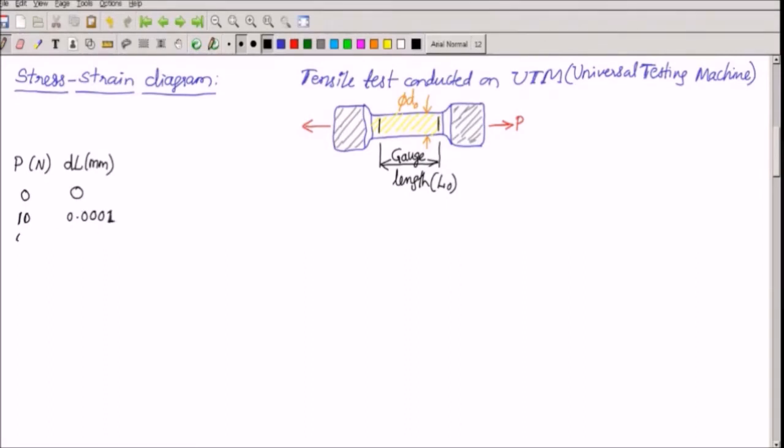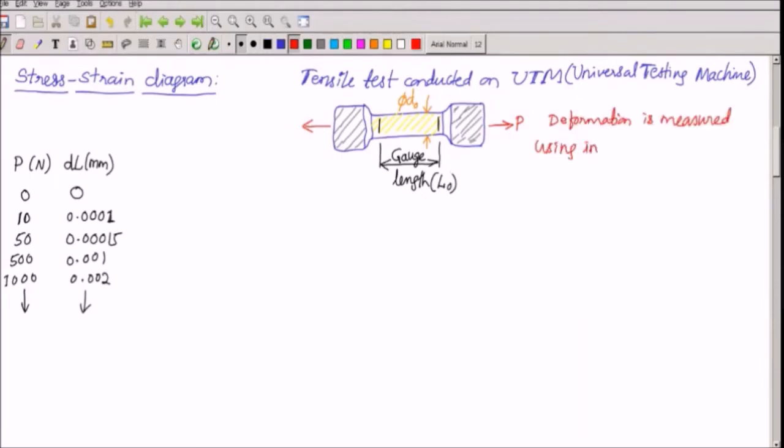Next, the load is increased to 50 Newton, 0.00015 let us say, and the load is increased to 500 Newton, let us say 0.001, the load is increased to 1000 Newton, 0.002, and so on. So like this, it is slowly loaded till the specimen breaks into two pieces. And this deformation is measured using some instrument, normally a dial gauge. Now you just understand that dial gauges are used for measurement, and we have measured the deformation.